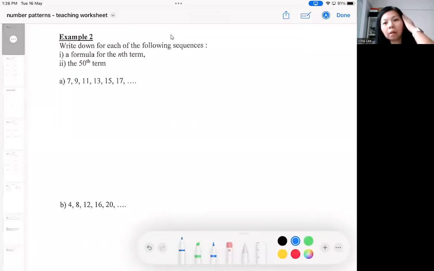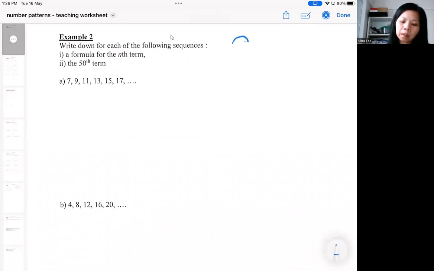Okay, in this example, I'm going to show you how you will come up with the nth formula for a number pattern. The first thing we will always look out for is whether it is a common difference or not. That means whether you keep adding the same number or keep subtracting the same number. So that will be the first thing we look out for. If it doesn't fit the common difference, then we will look for other ways of doing it. If it fits a common difference, we will use this formula.